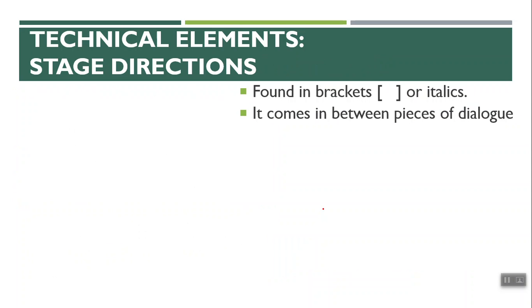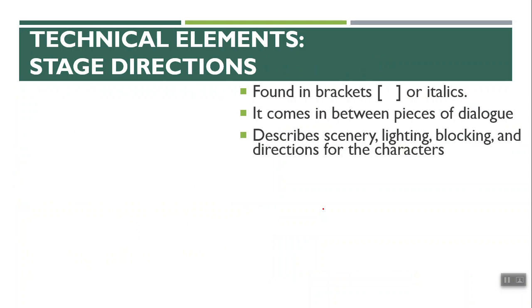We have an OER text, so as I've said before, there may be some errors there, but the stage directions can be found in brackets or italics. Stage directions come in between pieces of dialogue. They describe scenery, lighting, blocking, directions for characters.